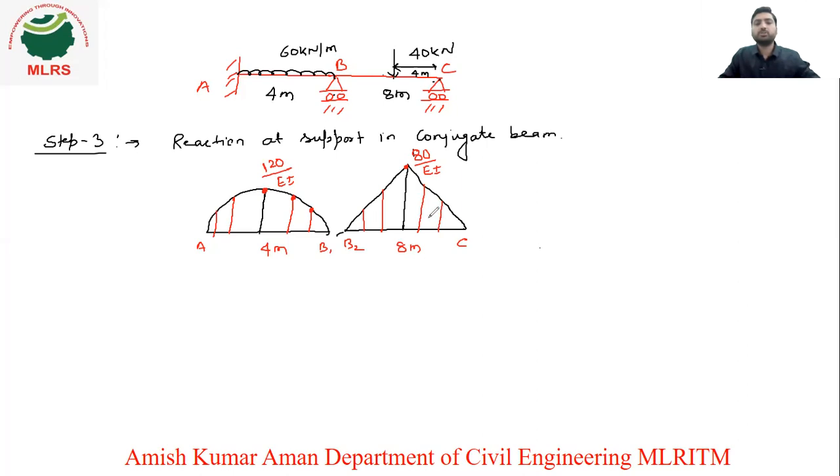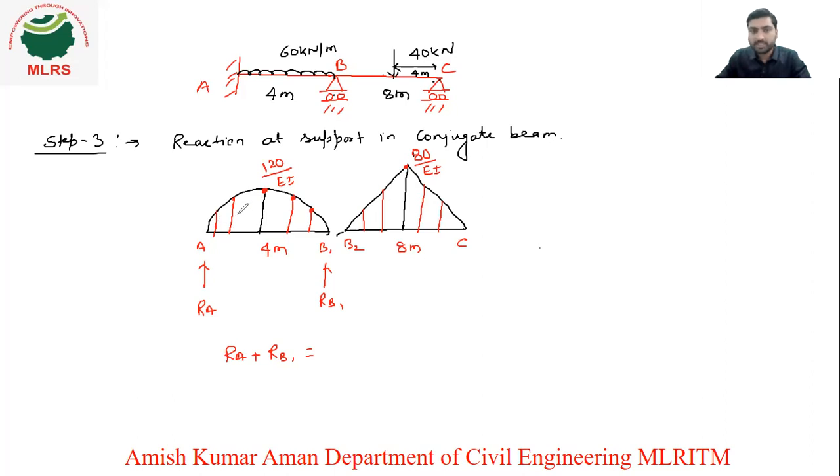Now, using this figure, we will calculate the reactions, that is Ra, Rb1, Rb2 and Rc. So how will we calculate? Let's take this as Ra and Rb1. Ra plus Rb1 will be equal to the total load on this span. How will you calculate the total load in a conjugate beam? It is nothing but the area under the curve.